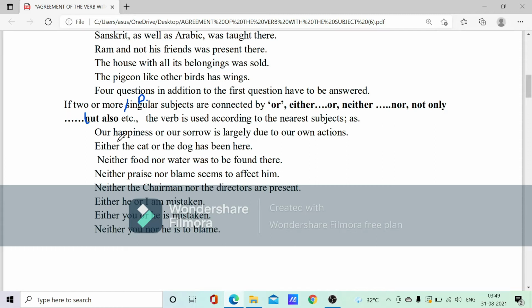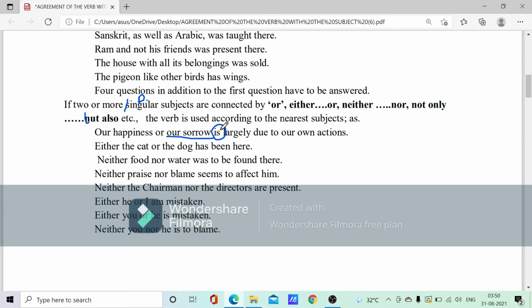Let us see some of the examples here. Our happiness or our sorrow is largely due to our own actions. See here, our sorrow is the nearest subject to the verb. The verb is, you see, verb is what? Verb is is. Right? And our sorrow is the nearest to is. So you have to apply the verb according to the nearest subject of the verb. And here the nearest subject of the verb is our sorrow. And that's why is has been used, not are or any other verb. So you must not forget this thing, that you have to use this whether both the subjects are singular or plural, right?